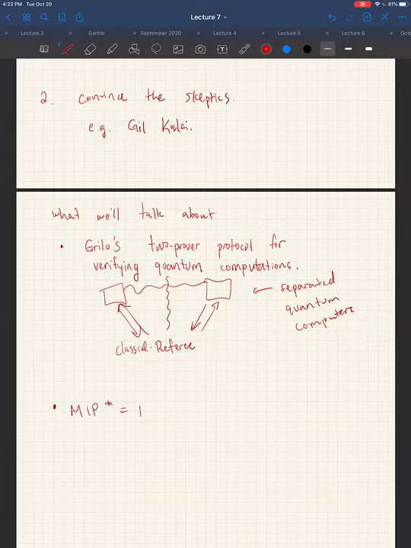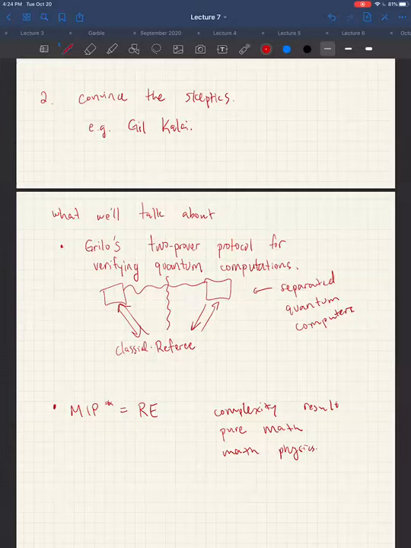There's a second result that we'll talk about that's called MIP star equals RE. This is a complexity result, and it has applications to pure mathematics and also mathematical physics. What goes into this result are basically ideas from verification. It's really central to this result. And so we'll talk about that in a couple of weeks.